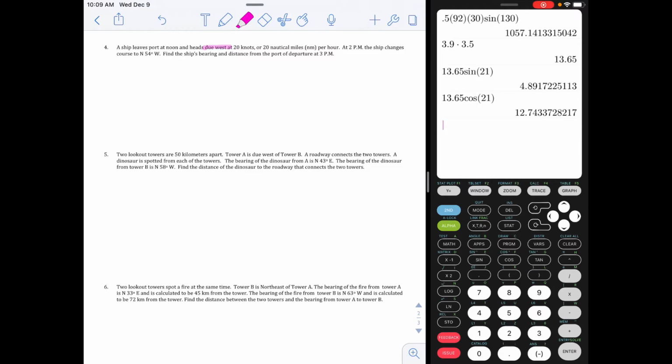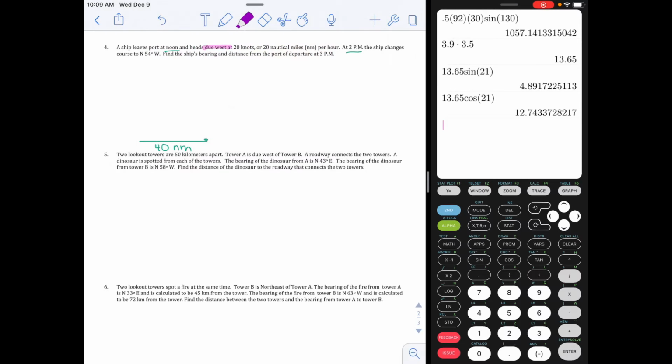Okay, so let's now sketch this out. So the first thing is he went west. Okay, so let's just say we start here and we go west. And how far? 20 knots, right? And for how long? It looks like I went for 2 hours if I left at noon and then he changed directions. So are we cool with writing that as 40 nautical miles, right? So 20 times 2.